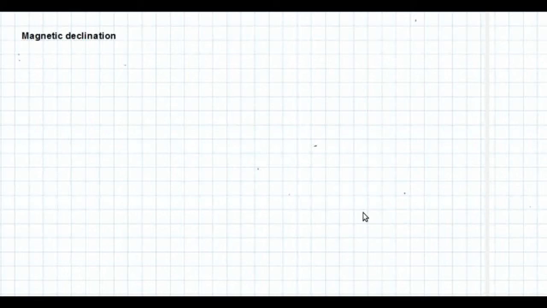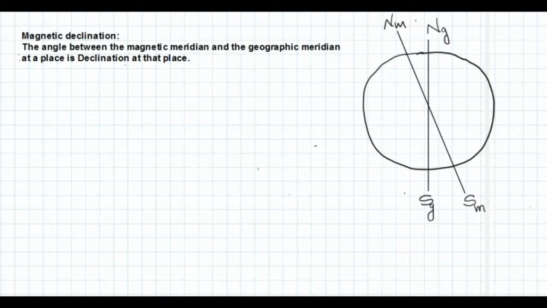Now we will discuss another term which is called magnetic declination. The angle between the magnetic meridian and the geographic meridian at a place is called declination at that place. That means this magnetic declination will be changing from place to place. So if we find the angle between magnetic meridian and geographical meridian, we can find the magnetic declination of that point. So how to find this angle, magnetic declination?